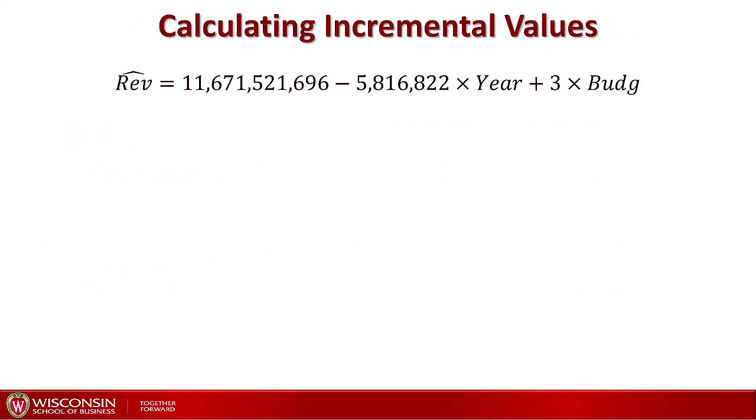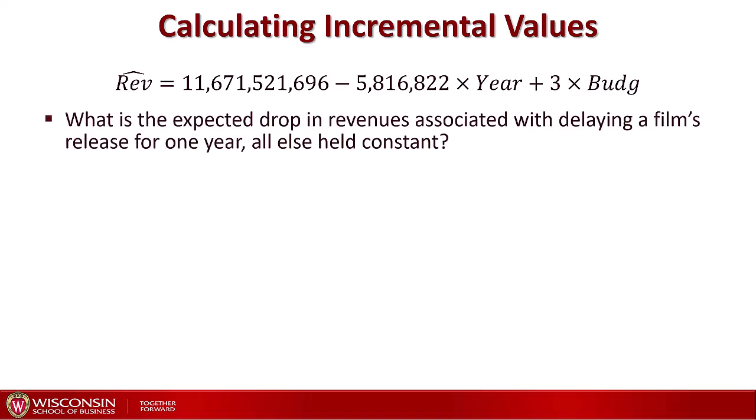Now let's talk about calculating incremental values. We have the same regression equation with the same estimated coefficients, and we are going to ask first, what is the expected drop in revenues associated with delaying a film's release for 1 year, all else held constant? This last part, all else held constant, means that the budget is not changing. In that case, it's very easy. Only one thing is changing, it's the year.